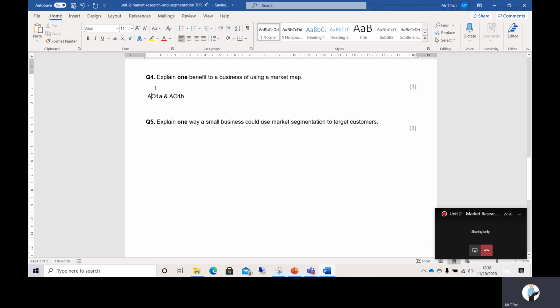Market map. Where's my thing? There it is. Sorry, I just keep on losing my cursor.